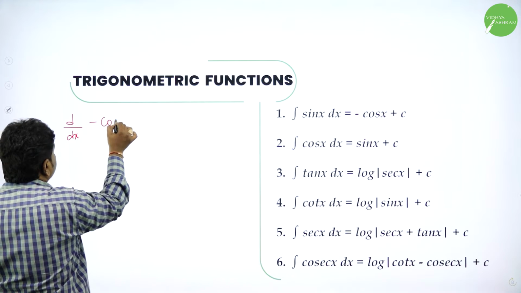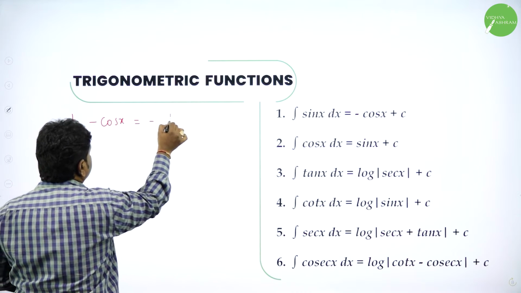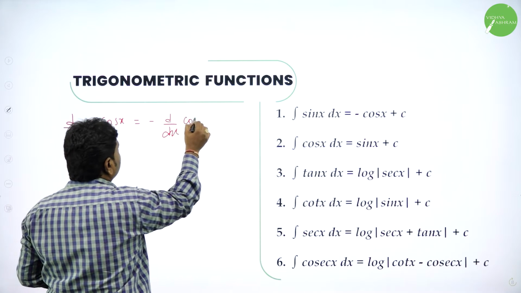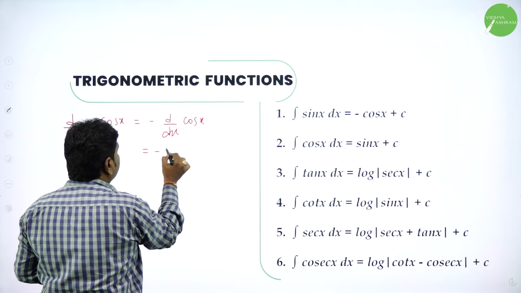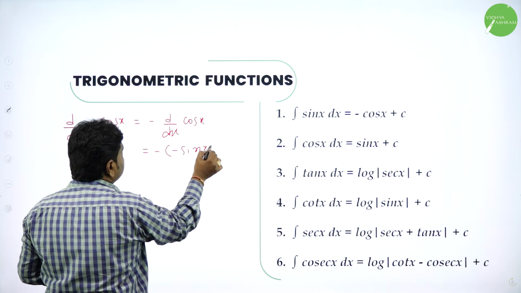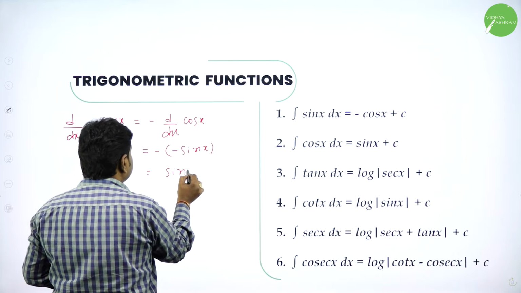D by dx of minus cos x. If you do, you know minus is constant, take it out, apply d by dx for cos x, and you know derivative of cos x is what? Minus sin x. So minus of minus sin x becomes sin x. So this is your answer.